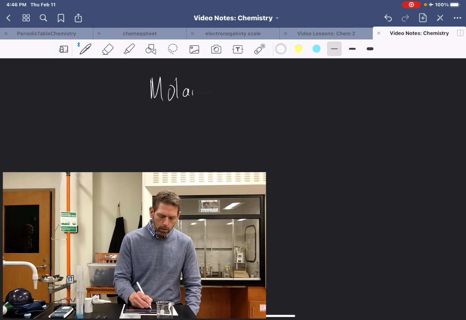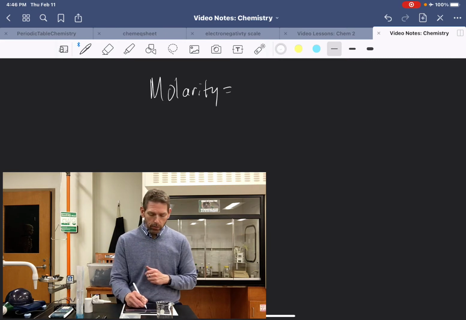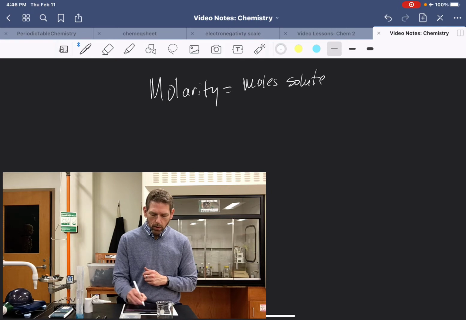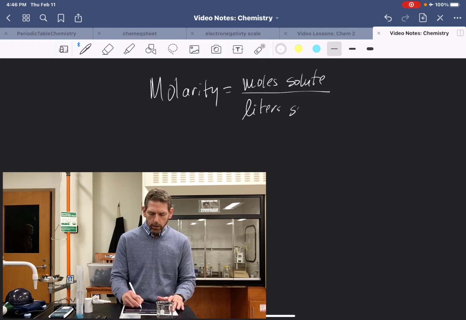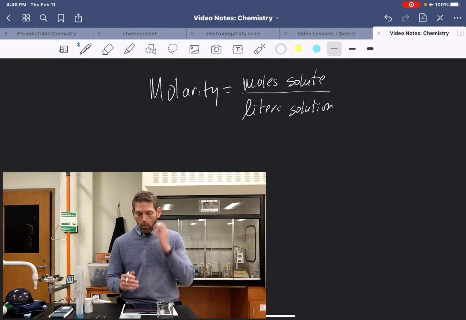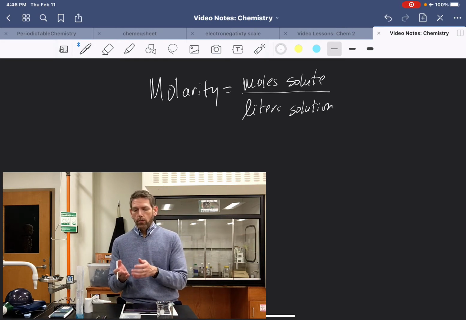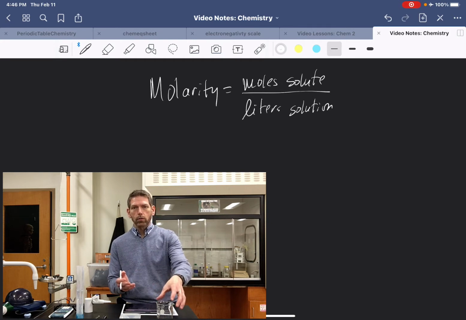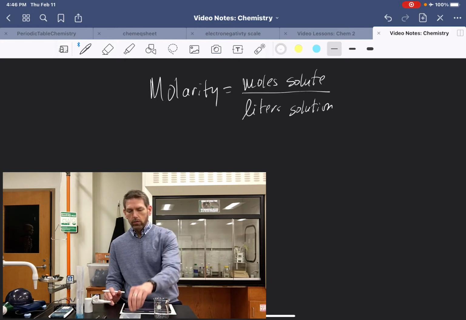For molarity, what we need is moles of solute per liters of our solution. So you're going to need yourself, obviously, something like a beaker to mix your substance.